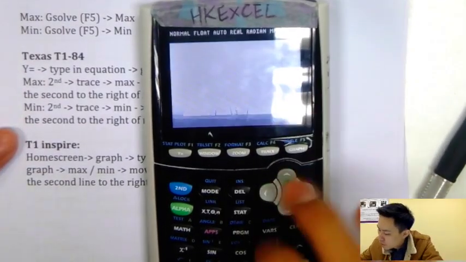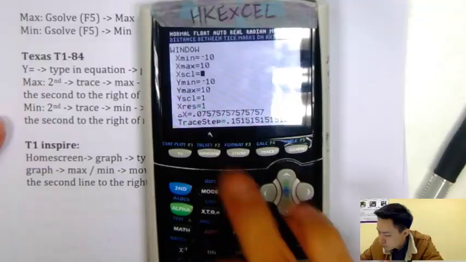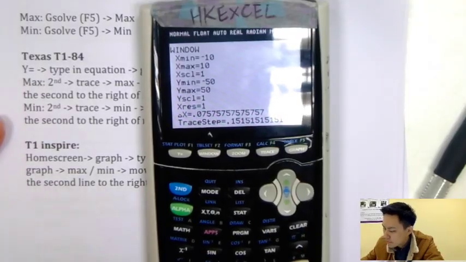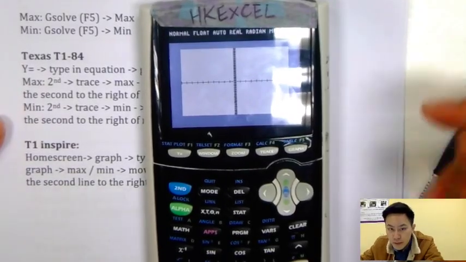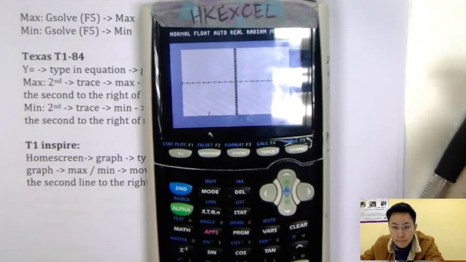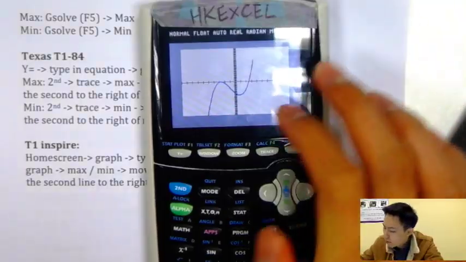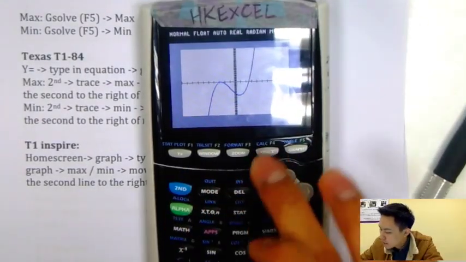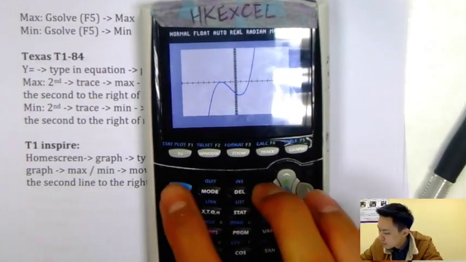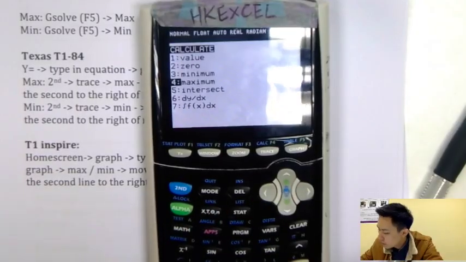Okay, so for the window here, you just go to window, and then set it from negative 50 to 50, right? And then graph it. Okay, you want to trace the maximum and minimum. So second trace, and then you go maximum.